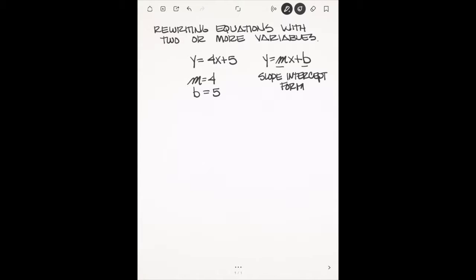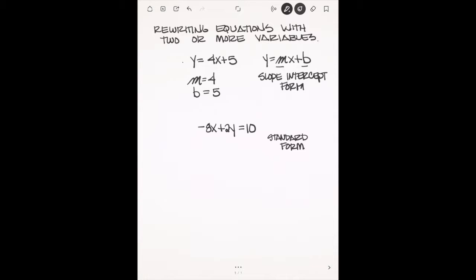Now, what would happen if I had an equation that looked like this? Negative 8x plus 2y is equal to 10. Could you find the slope and the y-intercept by just looking at that equation? Well, this equation is not in slope-intercept form, so I can't actually see the slope and the y-intercept when it looks like this. We call this standard form. It is in standard form when the x and the y are on the same side of the equal sign.